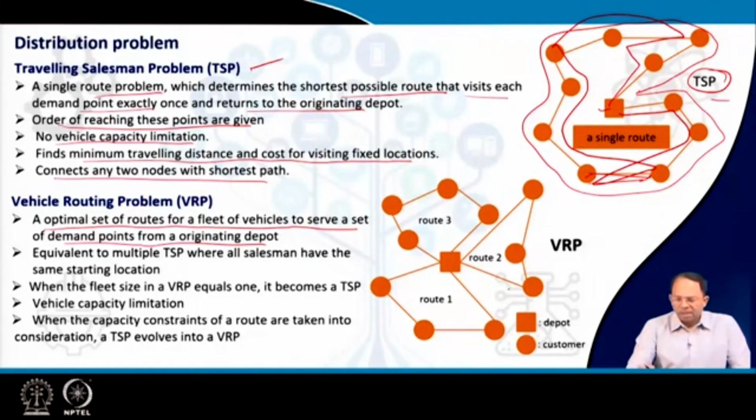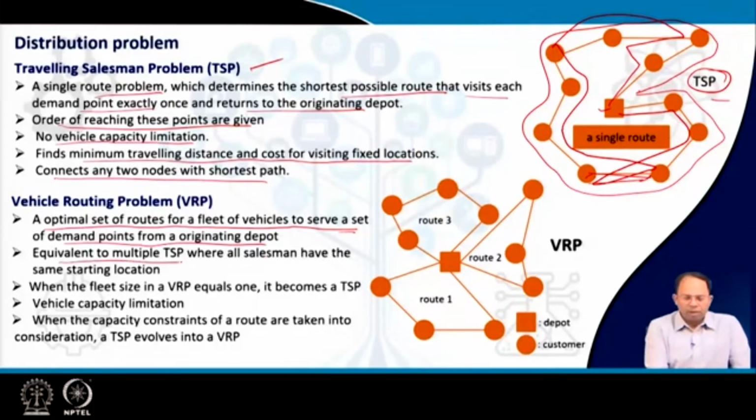Or if the time taken for each route is more than the working hours, then I will require more vehicles, right? So, that is what the vehicle routing problem determines. It determines the optimal set of routes, that is, how many routes need to be formed for a fleet of vehicles to serve a set of demand points from the originating depot.